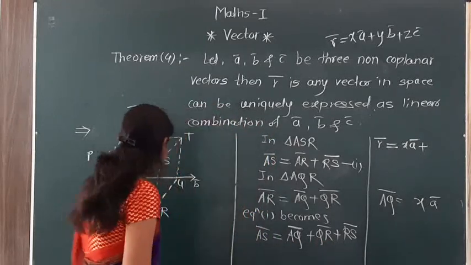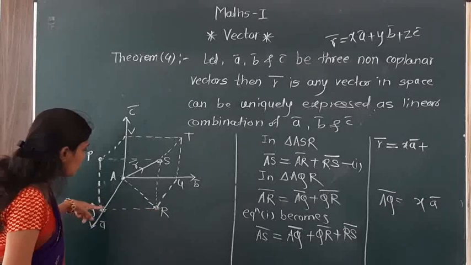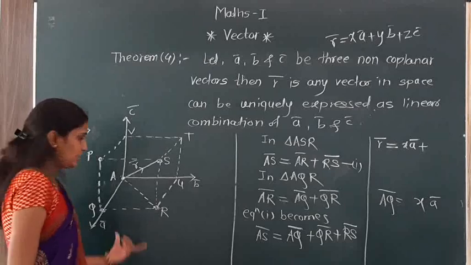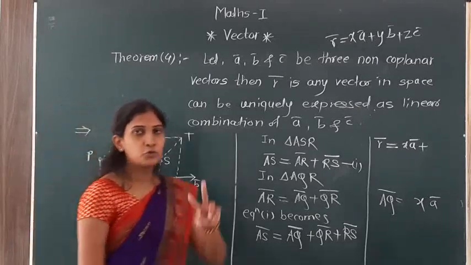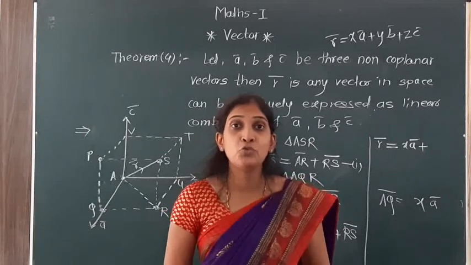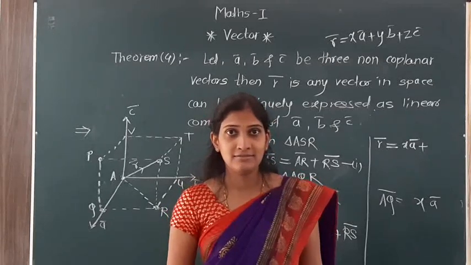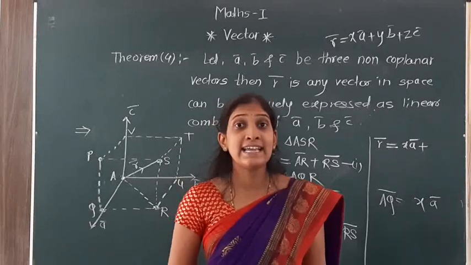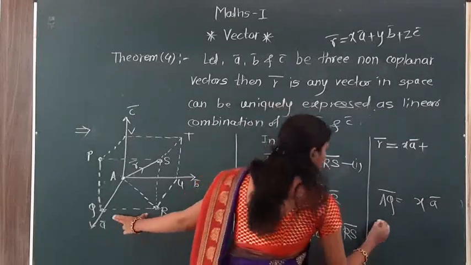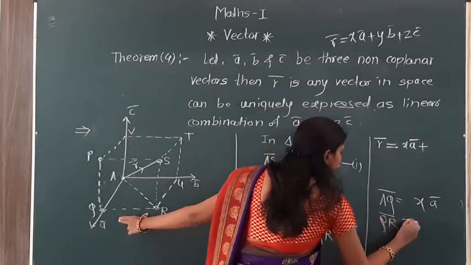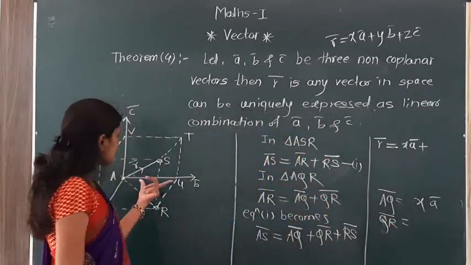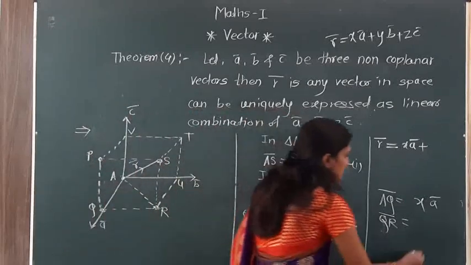Then QR bar. Now QR bar is parallel to B bar. If two vectors are parallel to each other, then they are also collinear. And if two vectors are collinear, then one is written as a scalar multiple of the other. Similarly, QR bar is equal to scalar into B bar.